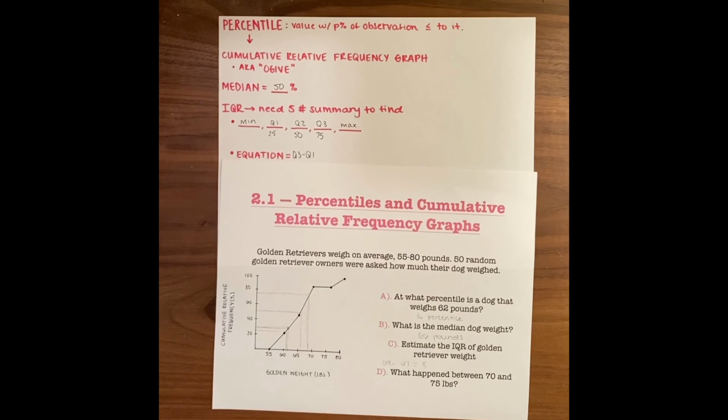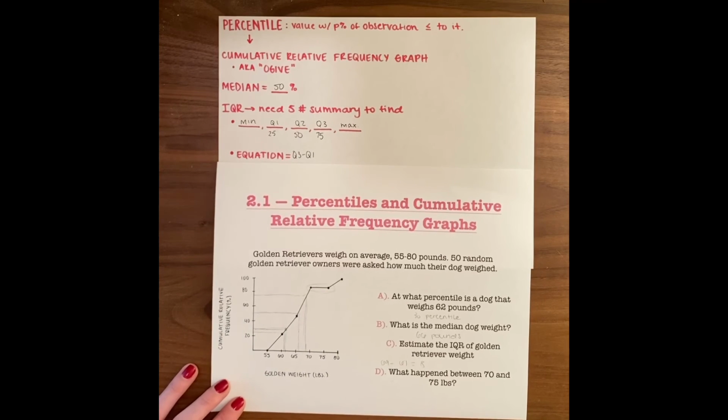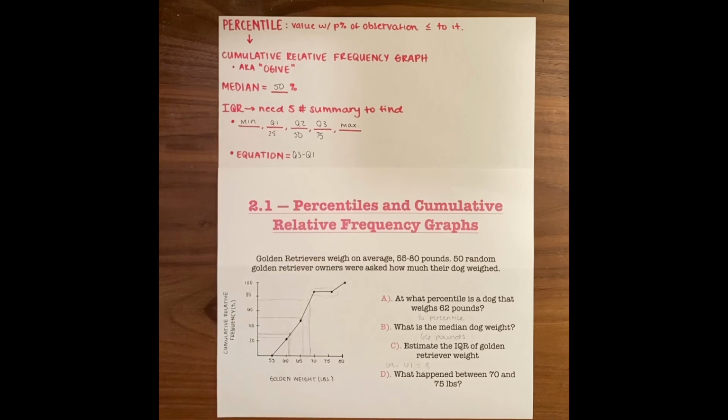Now D says, what happened between 70 and 75 pounds? So we're looking here, this is 70 to 75, and right here, nothing's increasing, nothing's decreasing. So nothing changed. Basically, out of the dogs that were surveyed, none of them weighed 70 to 75 pounds. So none weighed between 70 and 75 pounds.